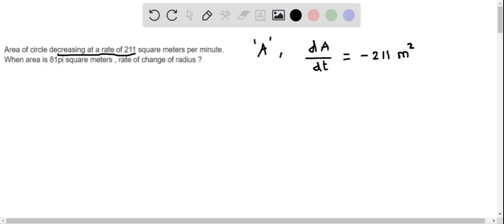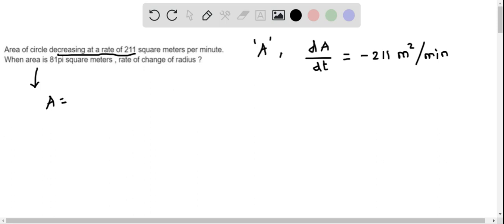So I write this down as meters squared per minute. I put a negative because the area is decreasing at a rate of, so that is why we have to put a negative. Now, the other information is when the area is 81 square meters, we have to find the rate of change of radius. So first, let's write down this.